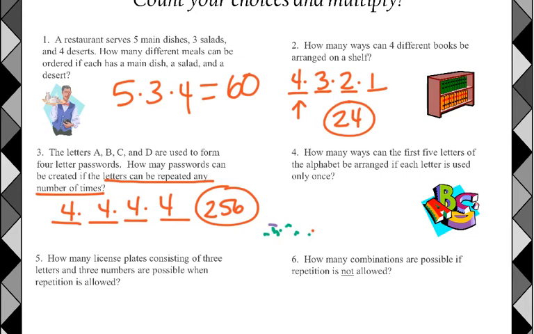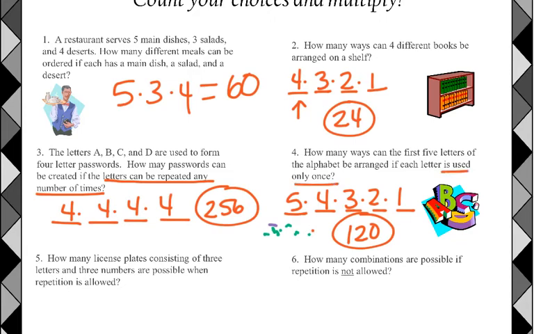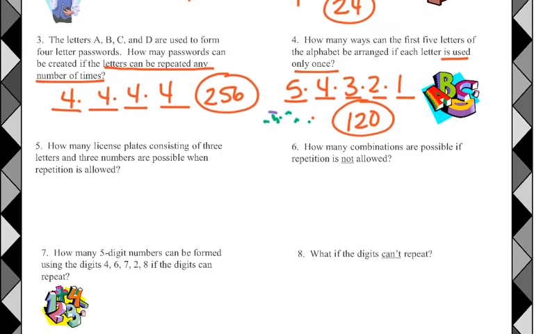How many ways can the first 5 letters be arranged if each letter can only be used once? You got A, B, C, D, E, right? 5 choices for which letter goes first, then 4, then 3, then 2, then 1, or 120 choices altogether. So you see this difference between letters or numbers being repeated versus not being repeated. And that's important all the way down.